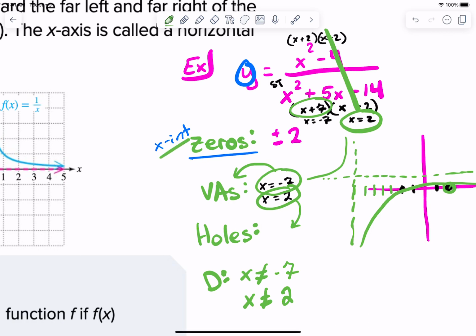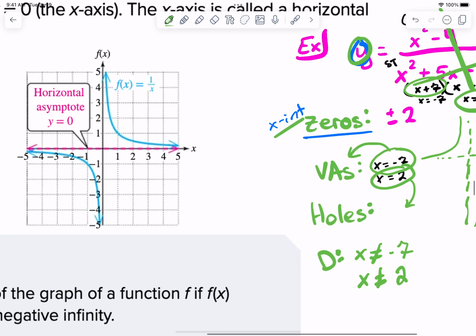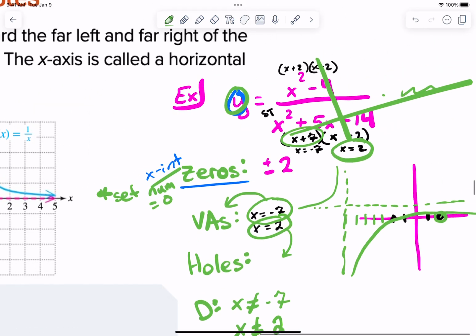To find x-intercepts, you plug 0 in for y. And when you do that, it will always be the case that you multiply the bottom over to the other side, right? And the bottom cancels. So finding the zeros, if you want to put a little note, is like setting the numerator equal to 0 and solving, right? Because the bottom is going to cancel when you multiply it over. When you're looking for the VAs, the vertical asymptotes, you set the denominator equal to 0.